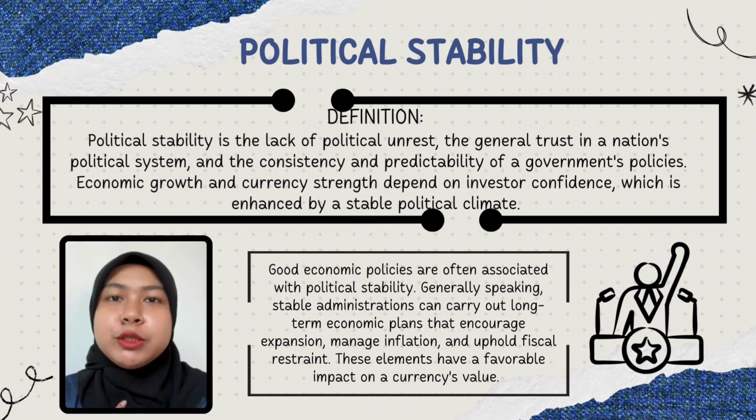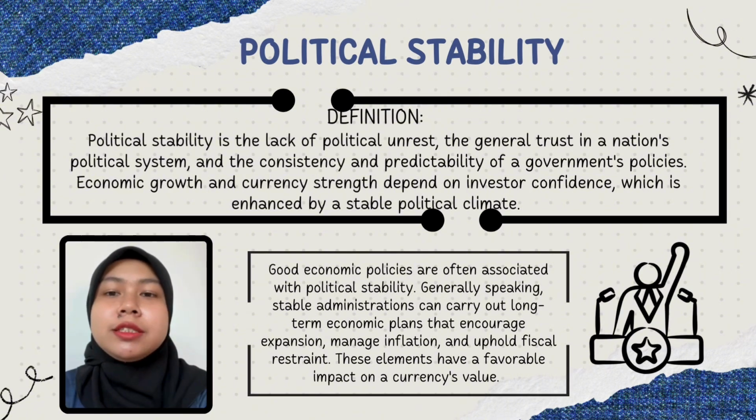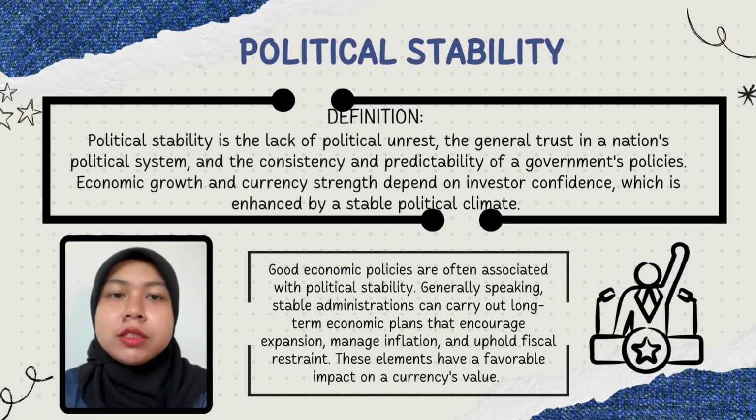Moving on, my name is Safika binti Basaruddin, and I will explain the last factor that influences the foreign exchange rate. So the factor is political stability. The definition of political stability is the lack of political unrest, the general trust in a nation's political system, and the consistency and predictability of a government's policies.